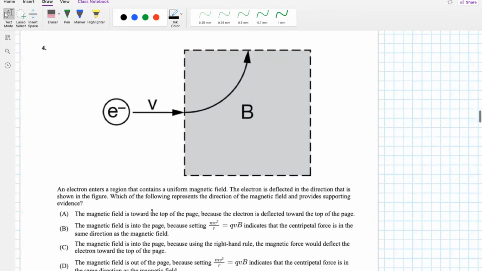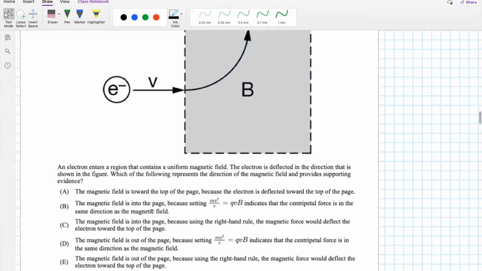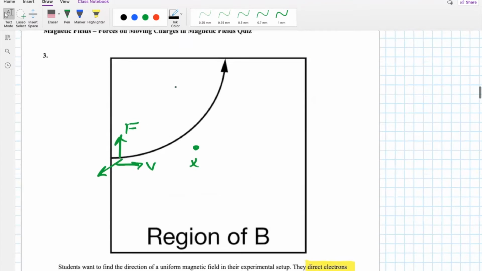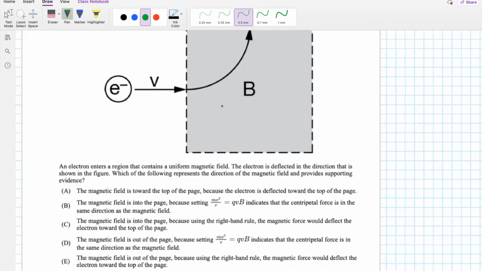All righty. An electron enters a region that contains a uniform magnetic field. The electron is again deflected in the direction that is shown in the figure. Which of the following represents the direction of the magnetic field and provides supporting evidence? So I think we saw earlier that the conclusion was that it was out of the page. So again, it's out of the page.